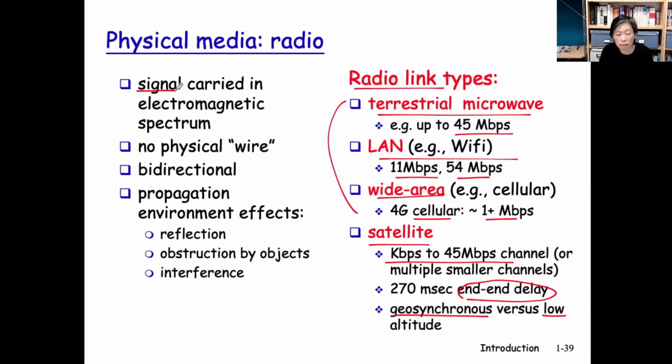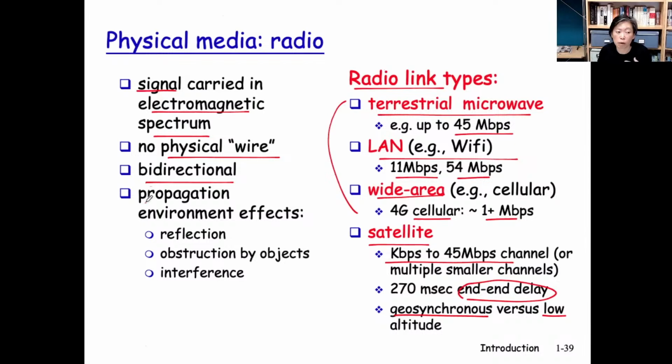Essentially, we are sending bits through these electromagnetic waves. There is no physical wire, so it's called unguided media. Data can go bidirectional, well, in fact, omnidirectional, which is a good and a bad thing.